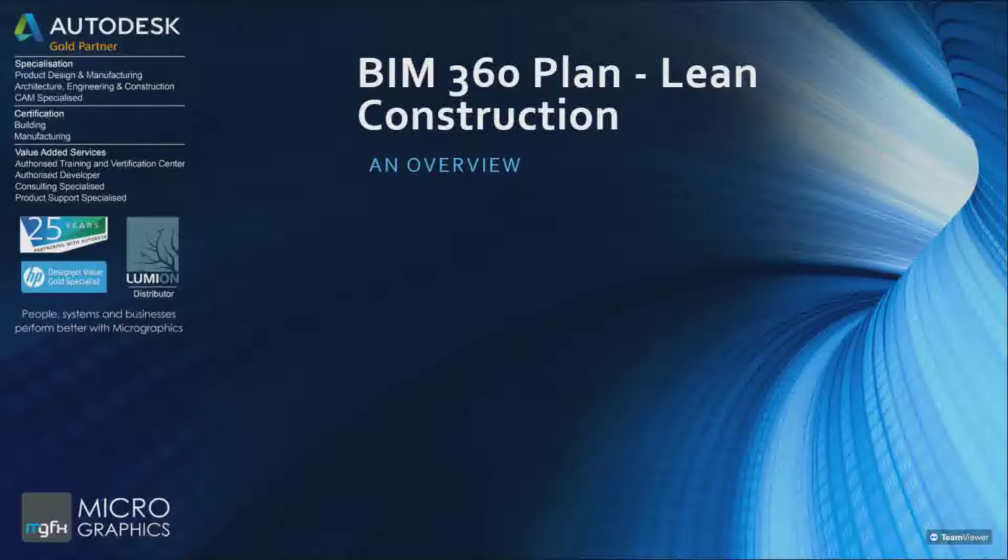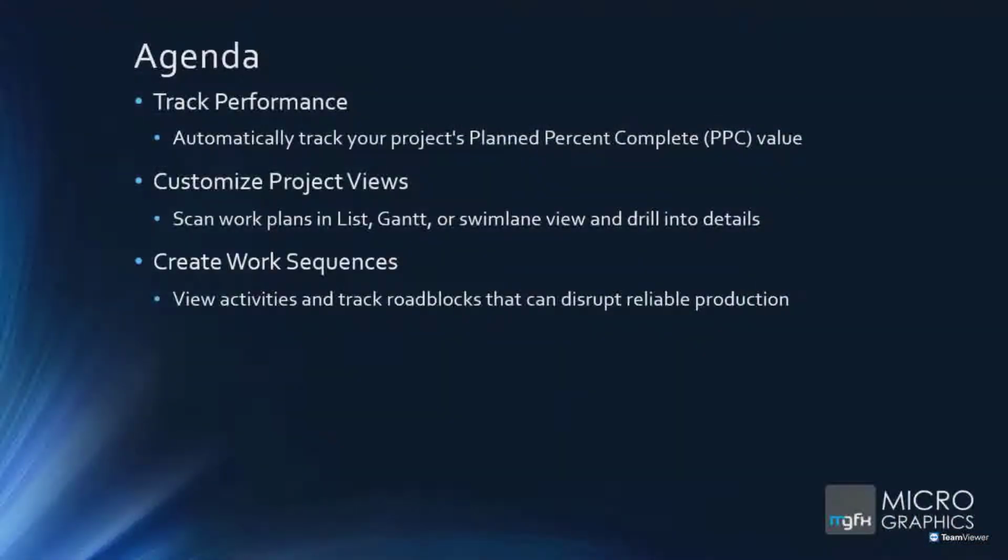So let's have a look at the itinerary. For the agenda, we're going to look at tracking performance. That is the main purpose of this vehicle. Automatically track your project's planned percent complete, or the PPC value. Customize project's views, scan work plans in list, gantt, or swimlane view and drill into detail. And then create work sequences, view activities, and track roadblocks that can disrupt reliable production.